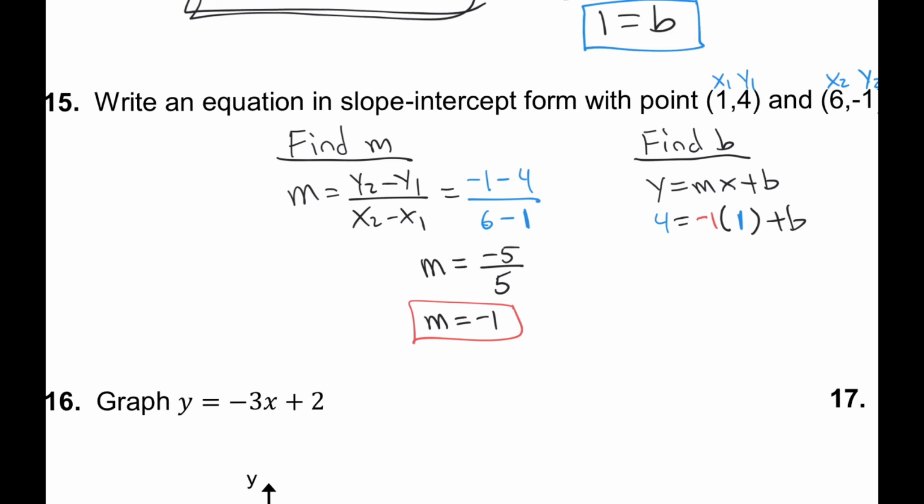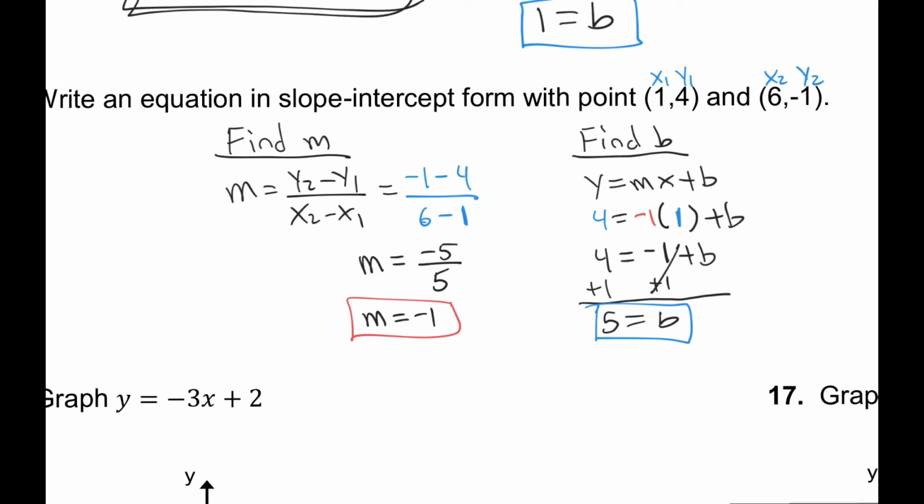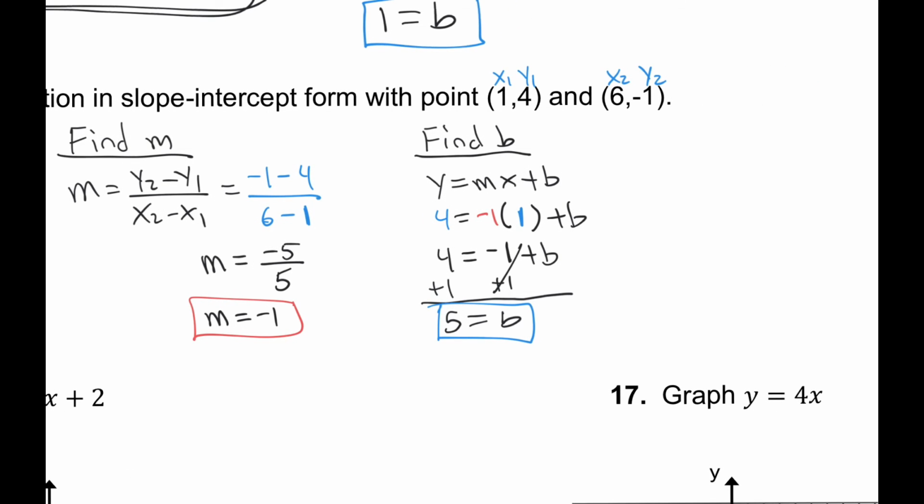So you guys are going to solve for b. You bring down the 4 equals -1 times 1 is -1 plus b. Add 1 to both sides. So we get 5. 4 plus 1 is 5 equals b. All right, so I know what the b value is. So my answer, I'm going to put it on the side over here. You guys have the slope of -1. So you have y equals -1x, and the b is positive 5. But guys, you do not need that 1. You need the negative, but not the 1 next to the x.